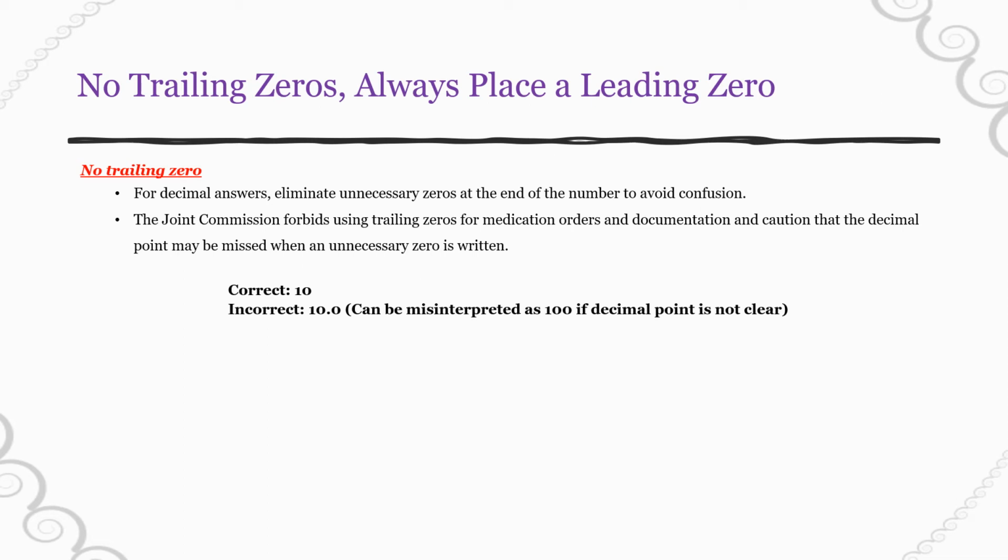So the correct form to write 10 is simply just using one zero. The incorrect form is 10.0 because it can be misinterpreted as 100 if the decimal point is not clear or overlooked.